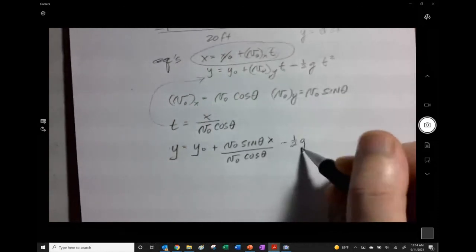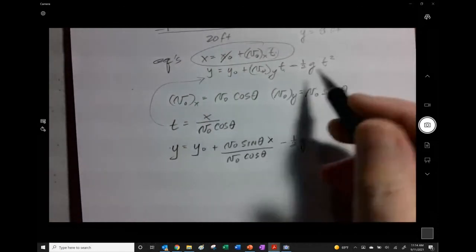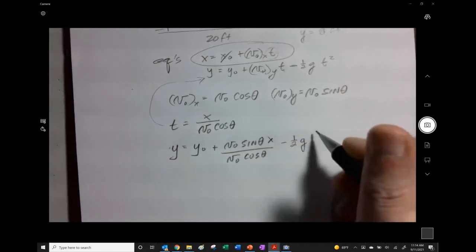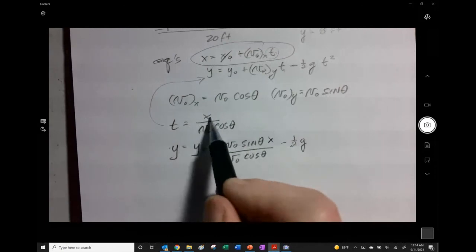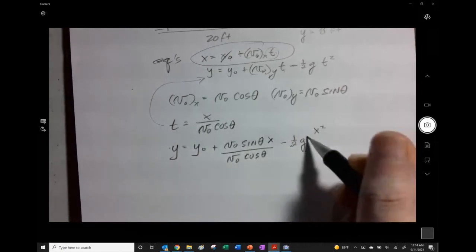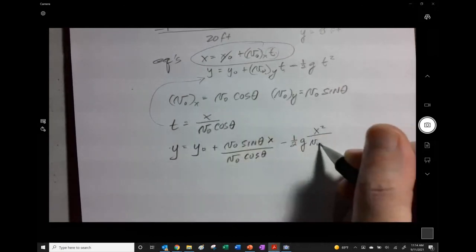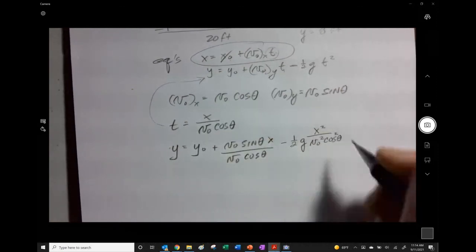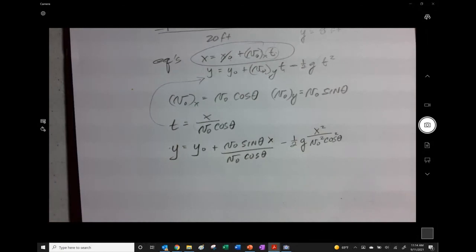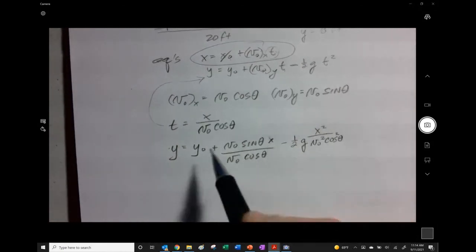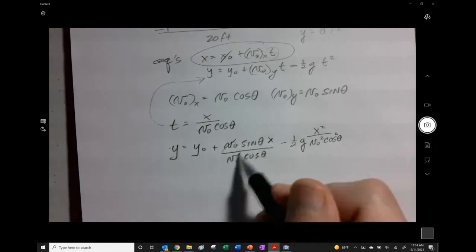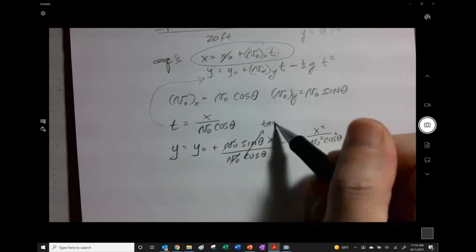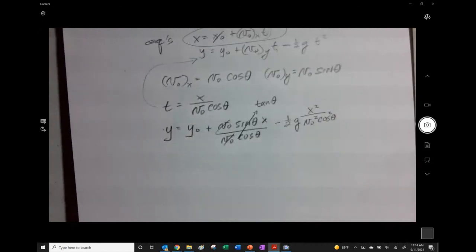minus 1/2 g. And by the way, we're using feet, right? So we can know that g is going to be 32.2. We'll replace that in a second. We want t squared, so we're going to have to square this x. V0 gets squared too, and cosine gets squared. Got to remember to square that. So we see that the V0s cancel out. We could even make this turn into tangent of theta. That's useful.